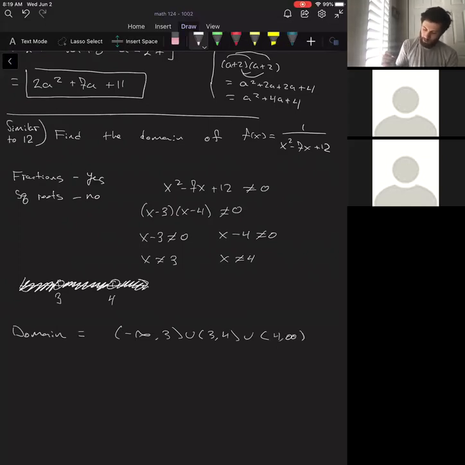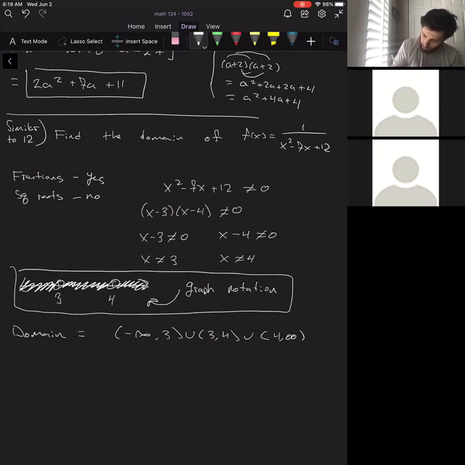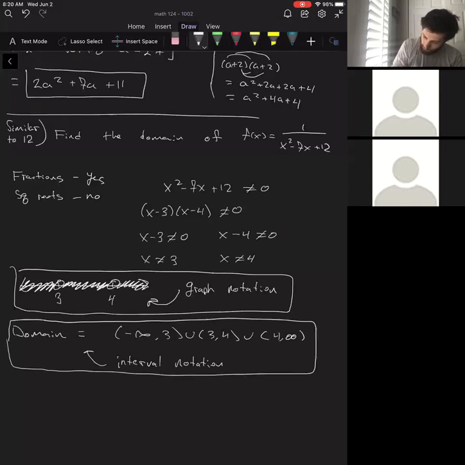And then just for naming reasons, this is going to be called graph notation. And then this is going to be, let's put a box here, interval notation. Okay, so there's our domain for this one.